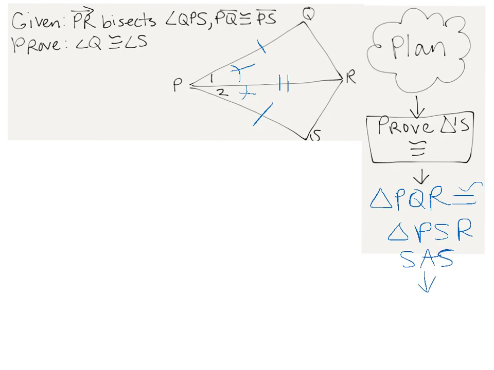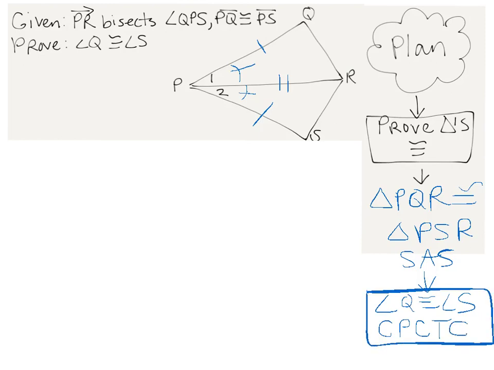And once I show the triangles are congruent, then I can say all 6 corresponding parts are congruent, all the sides, all the angles. Specifically, I need to prove that angle Q is congruent to angle S. So once I show that, I can say angle Q is congruent to angle S because corresponding parts of congruent triangles are congruent. Now I'm going to write this abbreviation right now. Corresponding parts of congruent triangles are congruent. But in your proof, you're going to have to copy that whole thing. Now go ahead and make your statements and reasons chart, and then we'll move on.